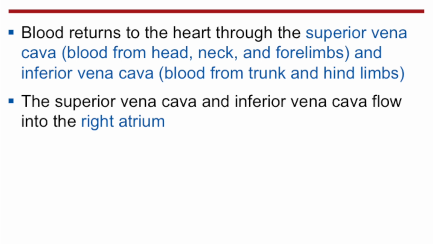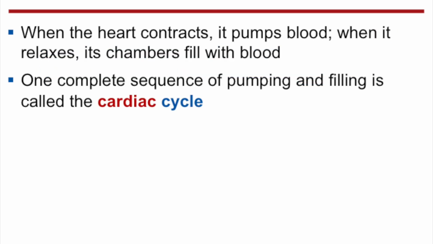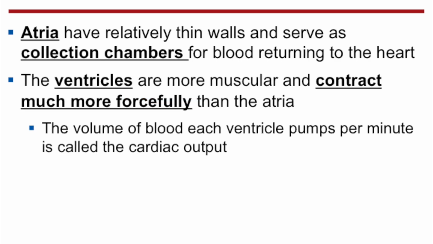cava, from basically the upper body, and it goes into the right atrium, and then we also receive it from the inferior vena cava from the lower body, goes into the right atrium together, and then that blood will go to the lungs. When that heart relaxes, it fills with blood, and when it contracts, it squeezes. And so the relaxing and the squeezing, the sequence of pumping and filling, is what you know of as the cardiac cycle.